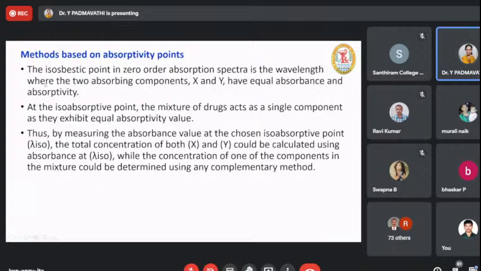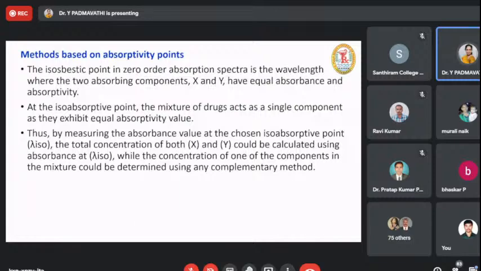Okay. The next one is methods based on absorptivity points. You may all know the isospecific point. You might have heard about that. It's not the isobestic point most of the time. Even I, when I joined in the initial period of my teaching, wrote it as isobestic point in my preparation class notes. Some of the books also do, but later I corrected it. It is the isospecific point, also known as the isoabsorptivity point.